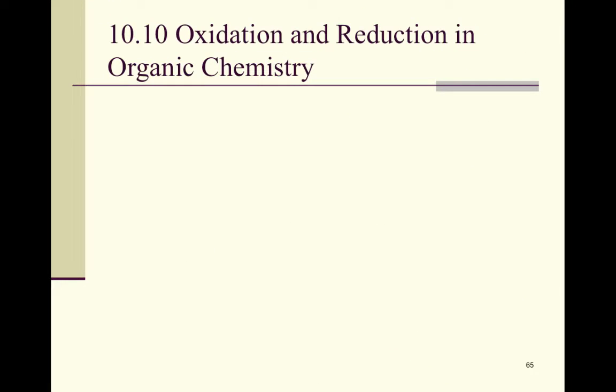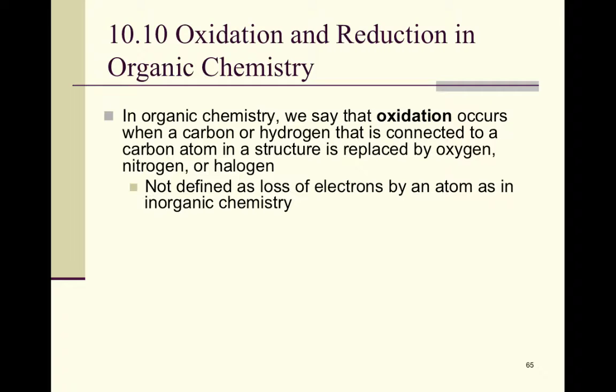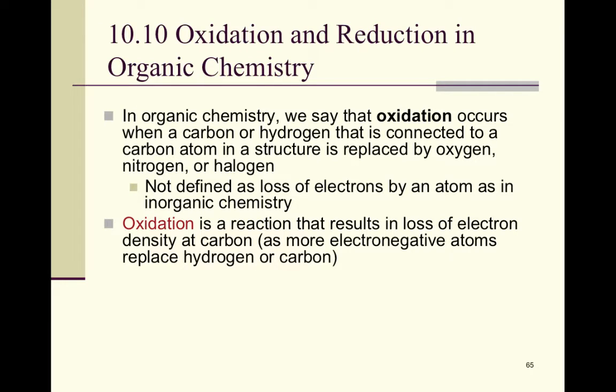Oxidation and reduction in organic chemistry. In organic chemistry, we say that oxidation occurs when a carbon or hydrogen that is connected to a carbon atom in a structure is replaced by oxygen, nitrogen, or halogen. It's not defined as the loss of electrons in atoms as in inorganic chemistry. Oxidation is a reaction that results in a loss of electron density at the carbon as more electronegative atoms replace hydrogen or carbon.